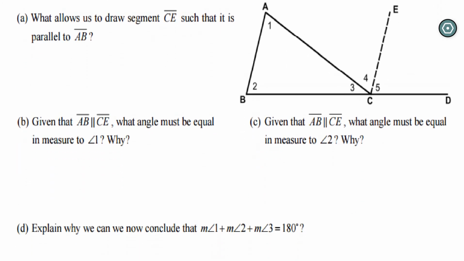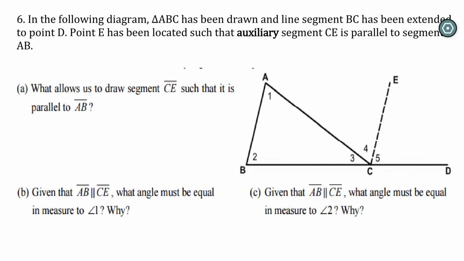Oh geez, let's look at this one. So for this question, it says, in the following diagram, triangle ABC has been drawn, and line segment BC has been extended to point D. So we have all these angles. It says, what allows us to draw segment CE? So what allows us to draw segment CE is the fact that these 2 angles, right? So if AB and CE are parallel to each other, that means angle 1 and angle 4 must be congruent, because they would be alternate interior angles.